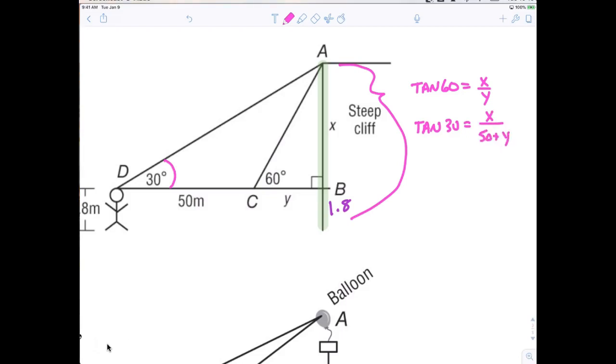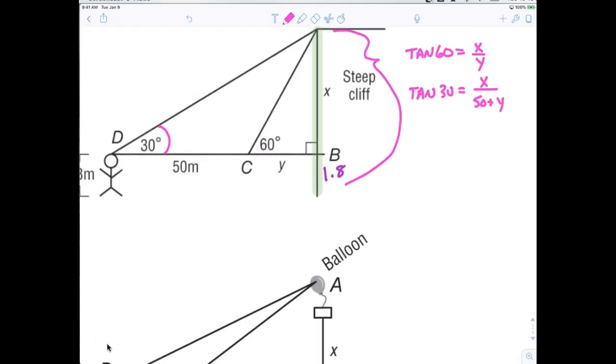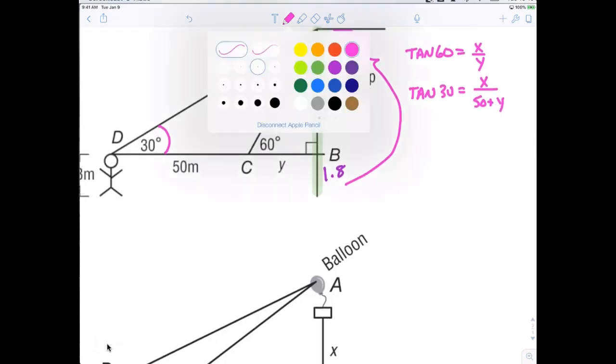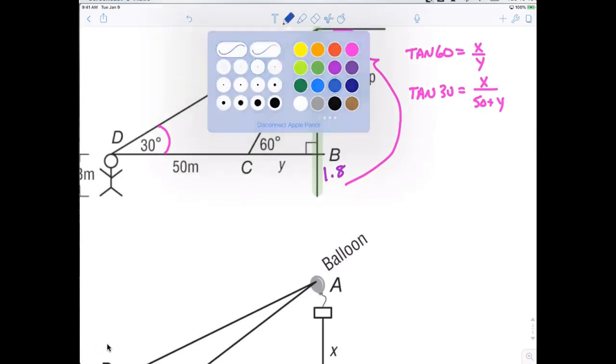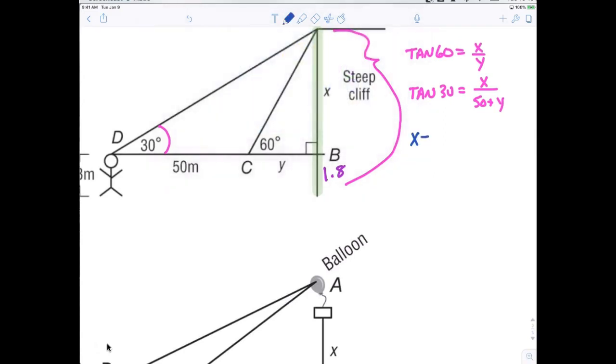Does everybody agree with that? Come on now. I don't think that was that hard. Everybody good with that? And like I said, this is as hard as it gets. So if you can do this, then you're good with the trig for the most part. All right, any questions? Now what I want you to do is, everybody comfortable if I write this down? If you're lost, tell me. X is equal to y tangent 60.